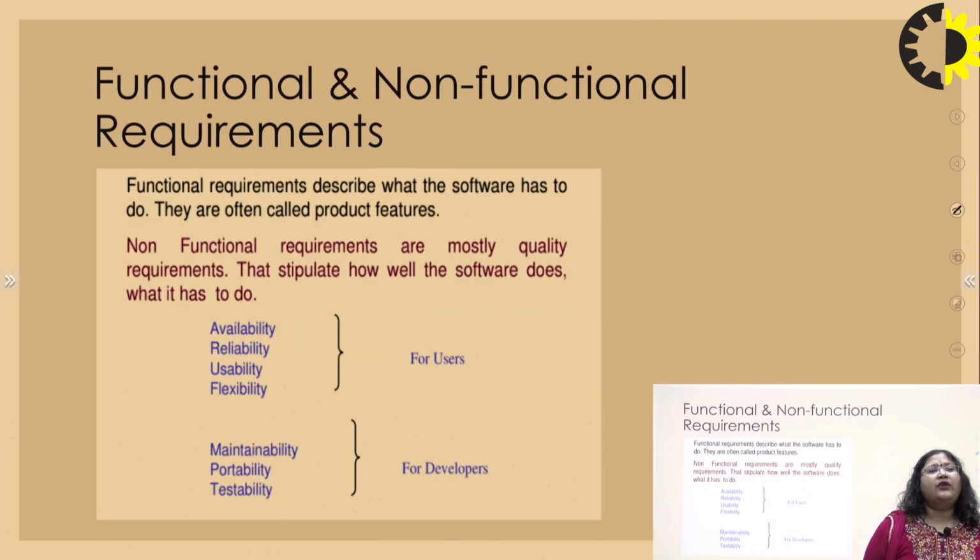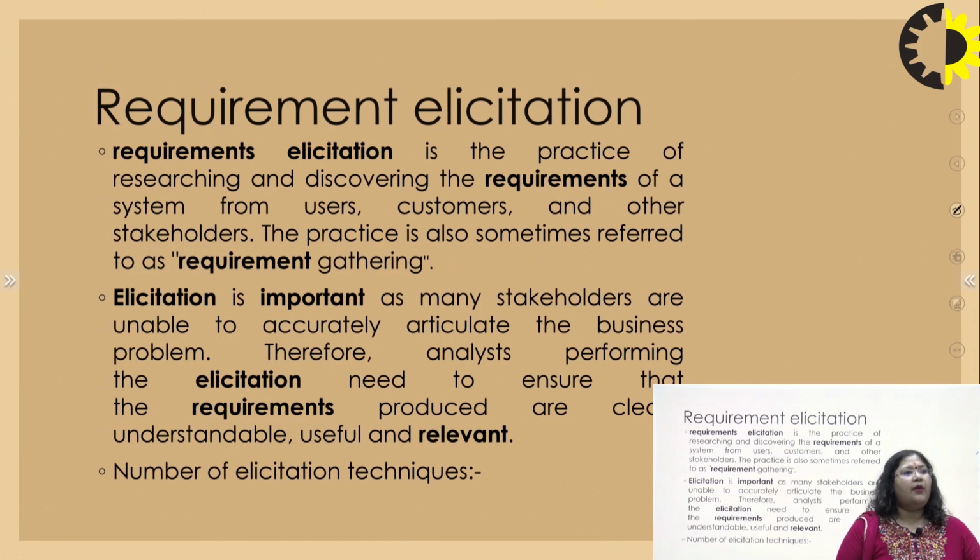Functional means we have to describe what the software has to do, the working of the software. These are the functional requirements, the features that we have to define in the software. Non-functional means we completely focus on the quality requirements, such as usability, availability, reliability, flexibility. These are for the user side, and for the developers the requirements are maintainability, portability and testability. So these are the two basic types of requirements: functional and non-functional.